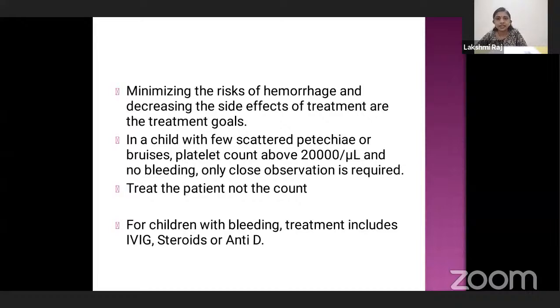If the child is having some bleeding manifestations, we can treat, but otherwise we don't have to treat just because the platelet count is less. If the platelet count is above 20,000 and there is no bleeding, then close observation only is required. Even if there are some minor skin bleeds, we don't have to give anything. If there are mucosal bleeds, we have to treat the patient. We have to give treatment to the patient.